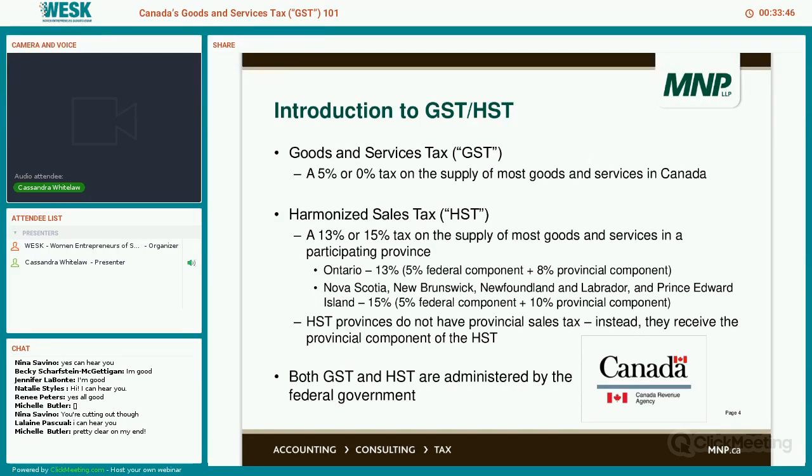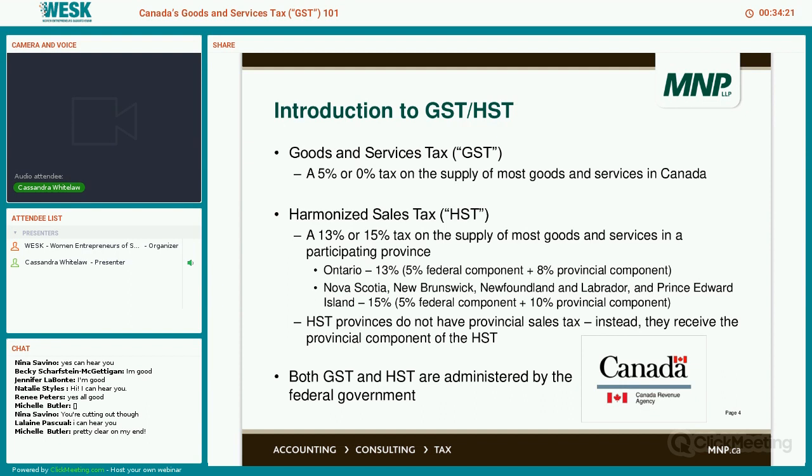Harmonized Sales Tax, or HST, follows the rules for GST fairly closely. The main difference is the tax rate. So HST is comprised of both the 5% federal component as well as a provincial component. In Ontario, the provincial component is 8%, which works out to an HST rate of 13% in the province. For Nova Scotia, New Brunswick, Newfoundland and Labrador, and Prince Edward Island, these provinces all have a 10% provincial component, in addition to the 5% federal component, working out to a 15% tax rate.